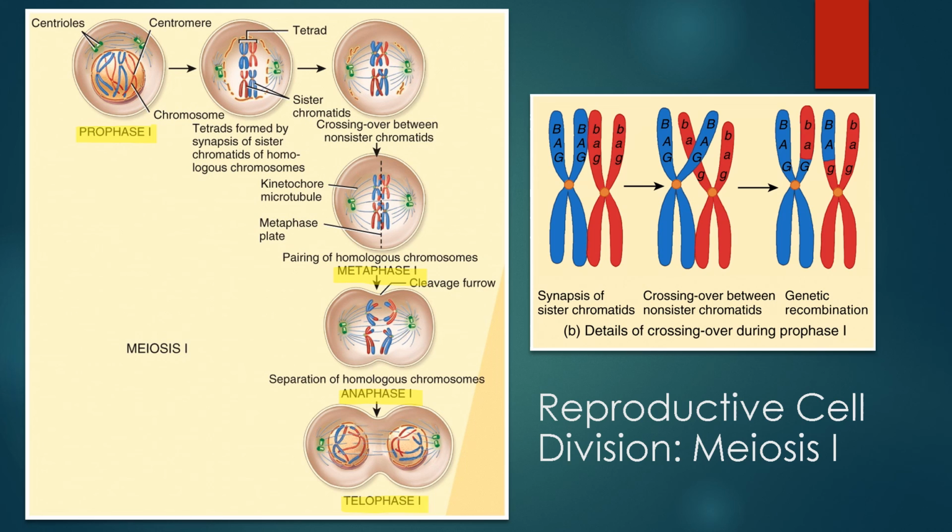Now there's a process called crossing over that occurs during prophase 1. This allows an exchange of genes between chromatids of homologous chromosomes. You can see right here that we get this crossing over, and then we get two completely different chromosomes. The resulting cells from this crossing over are completely genetically unlike each other and completely genetically unlike the starting cell that produced them.